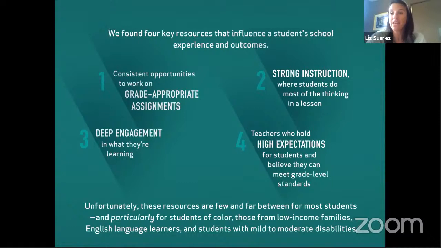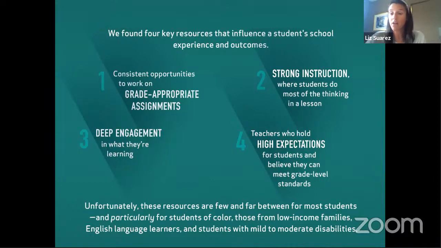What we're talking about here is making sure that students are just getting consistent opportunities to work with stuff that's appropriate for their grade level. Does that mean that they will never have opportunities to work on stuff that is not their grade level? No, but it means that most of the time they should be getting opportunities to work on grade appropriate assignments. And what we found in our study is that the amount of time that kids were actually spending on grade appropriate assignments was incredibly small.